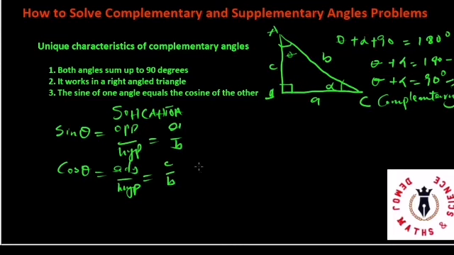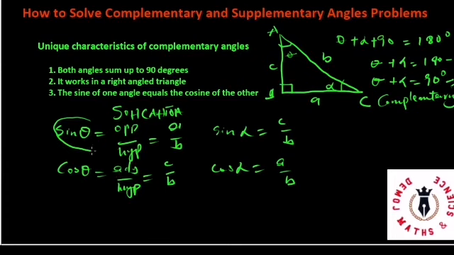And now let's look at alpha. For the sine of alpha, sine alpha is equal to opposite over hypotenuse. That's going to be C over B. And cos alpha is equal to adjacent over hypotenuse. That's going to be A over B. Now, from this above, it's clear that your sine of theta, that's A over B, is the same thing as your cos of what?